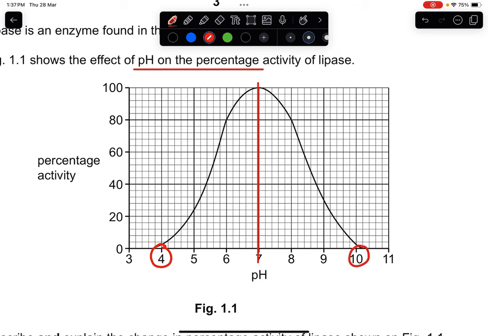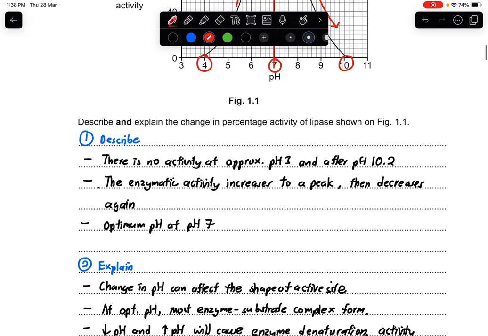the activity is much lower. But after pH 4 onwards, meaning as the pH increases, the activity also increases. They increase to the point where there's a peak, and that peak is at pH 7. After that, because of the further increase of the pH, the enzyme activity decreases again. So they sharply decrease, and as the pH continues to go on, it stops, meaning the enzyme has already denatured.